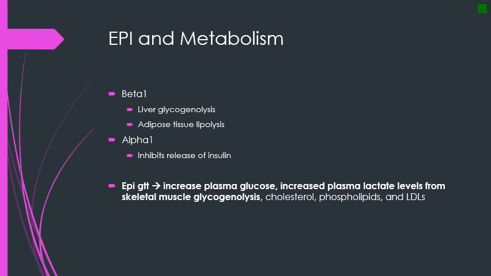Epinephrine works on your beta 1 for liver glycogenolysis, as well as breakdown of that adipose tissue for lipolysis. So beta 1 definitely increases the breakdown to produce an increase in blood sugars. Alpha 1 actually inhibits the release of insulin, so you can have a combination of those two effects and can produce hyperglycemia. So you have to be careful on those diabetic patients because you will increase their plasma glucose, and those patients will be on insulin drips to help facilitate the decrease in the hyperglycemia.